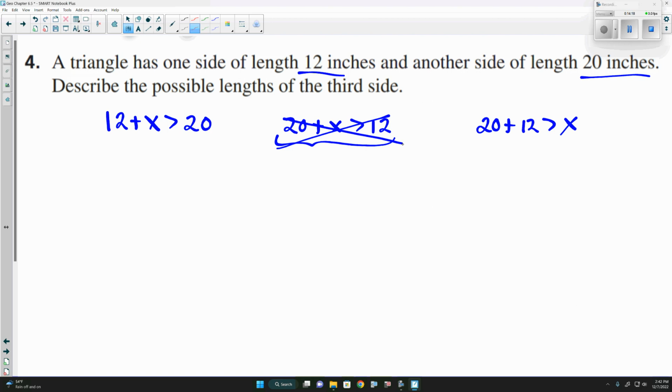Now for the first one, we're going to solve it for x. So we will minus 12 from both sides. That tells us x is going to be 8. 20 minus 12 is 8. So we have to work that one out so that we get x by itself. Now for this one here, x is already by itself. So 20 plus 12 is.